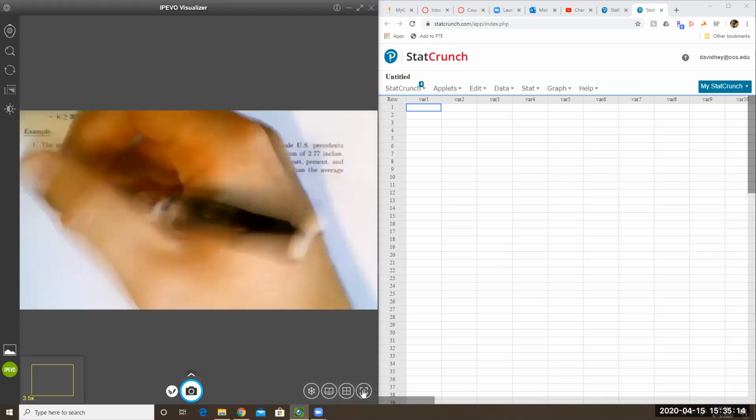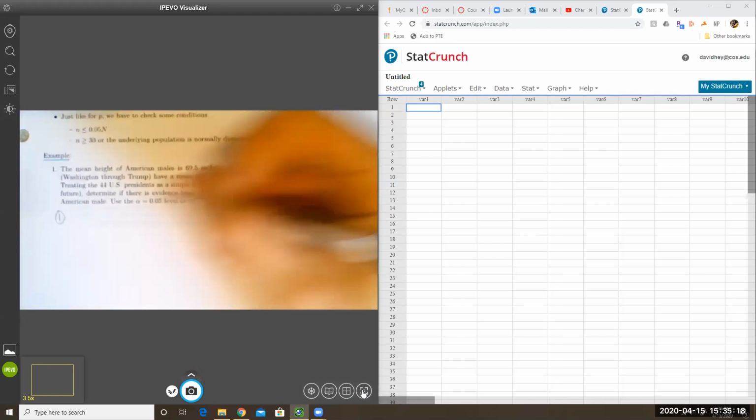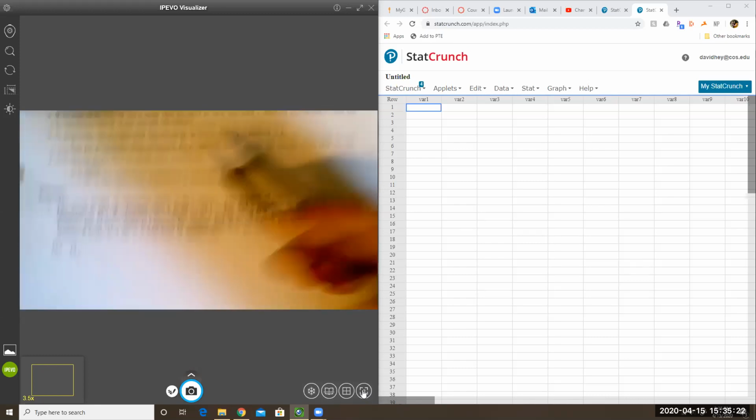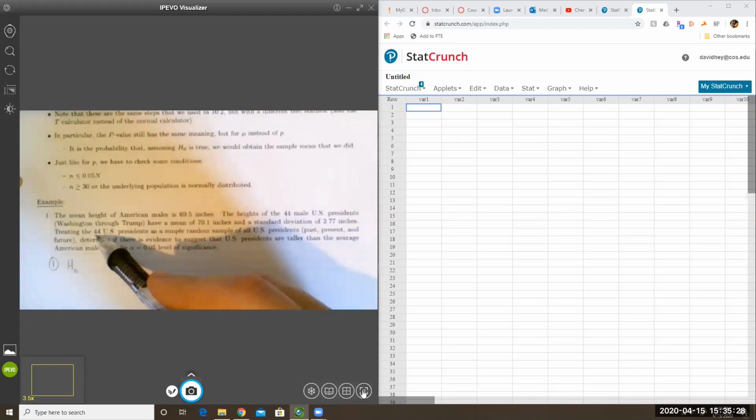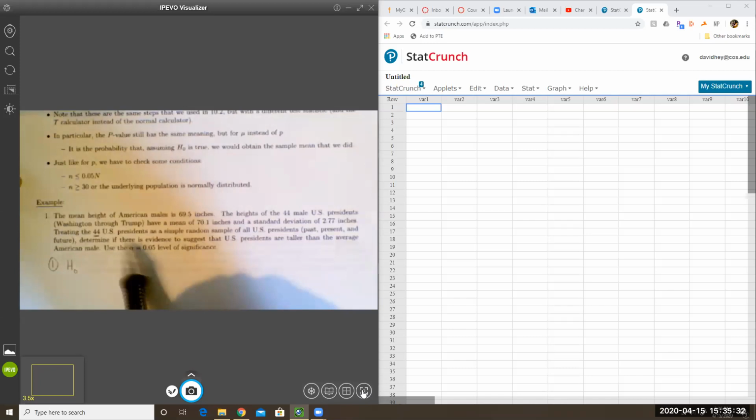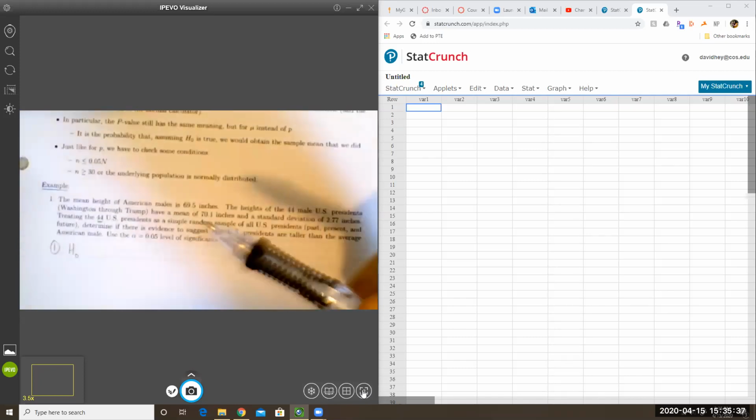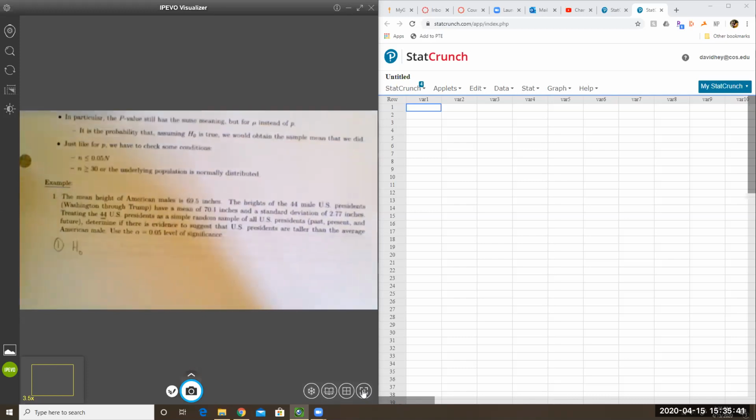Okay, so step 1, we're going to state the hypotheses. As far as checking conditions are concerned, we need our sample size to be at least 30. Our sample size in this case is 44. It says treating the 44 US presidents as a simple random sample, so that condition is met. Okay, so we can go ahead and run the test.